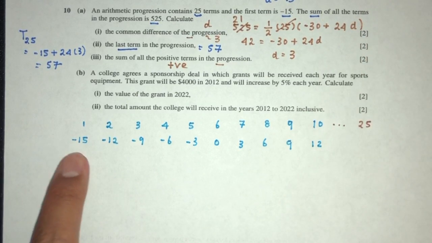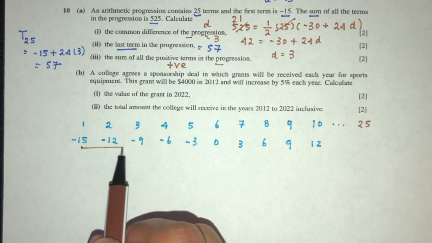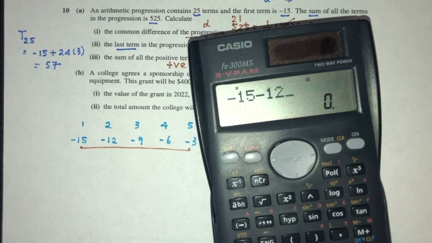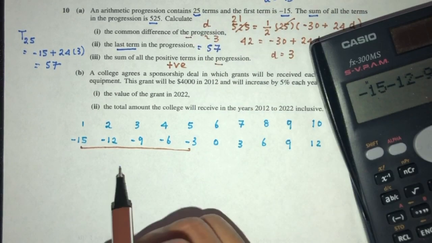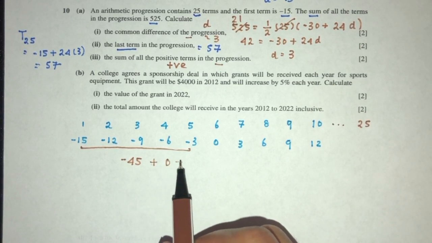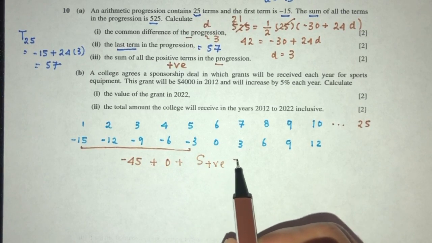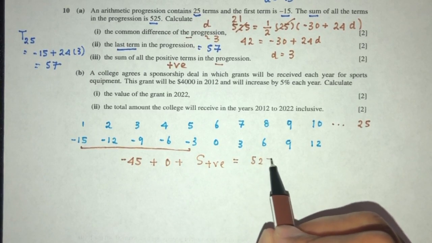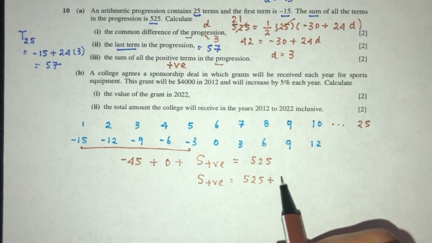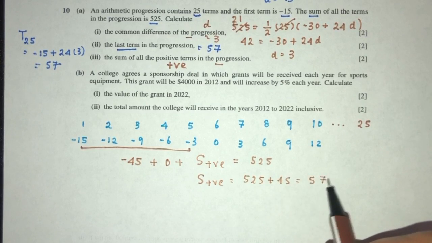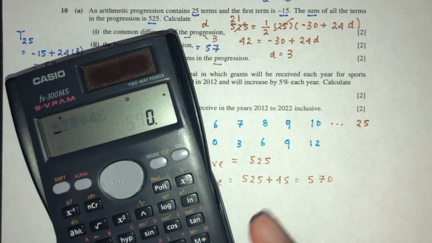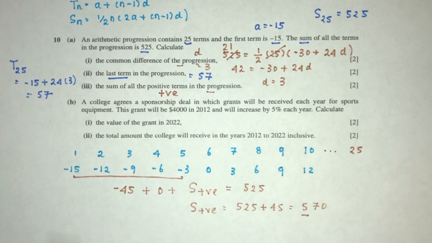However, you can see here, the first 5 terms are negative. So what is the sum of these negative terms? So minus 15, minus 12, minus 9, minus 6, minus 3. That should be minus 45. So we understand minus 45 plus 0 plus sum of the positive terms is going to give you 525. So sum of the positive terms will be 525 plus 45. Should be 570. Let's check. That is 570. So the sum of the positive terms is 570.